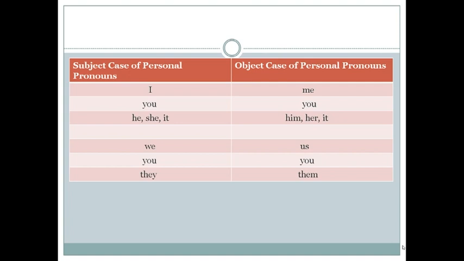You can see a chart with subject case of personal pronouns and object case of personal pronouns. I, me. You, you. He, him. She, her. It, it. We, us. You, you. They, them.